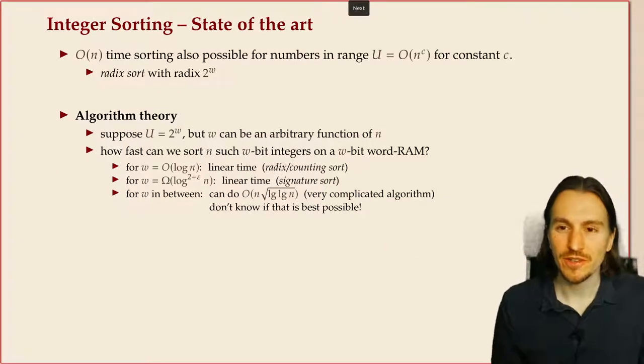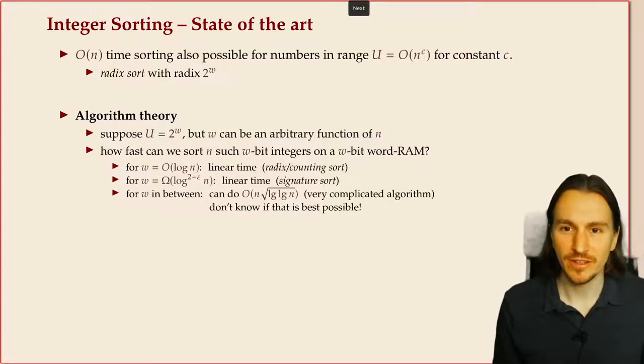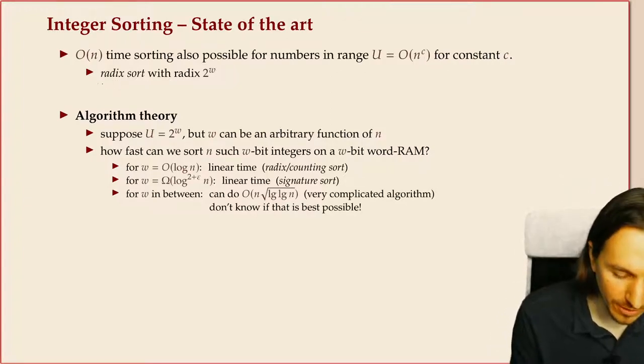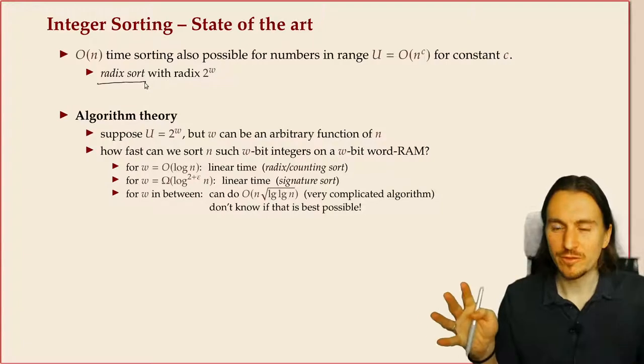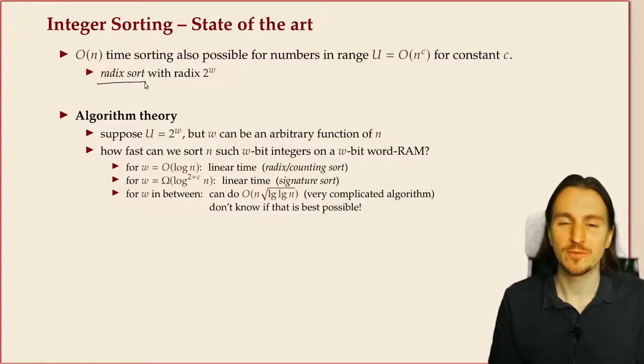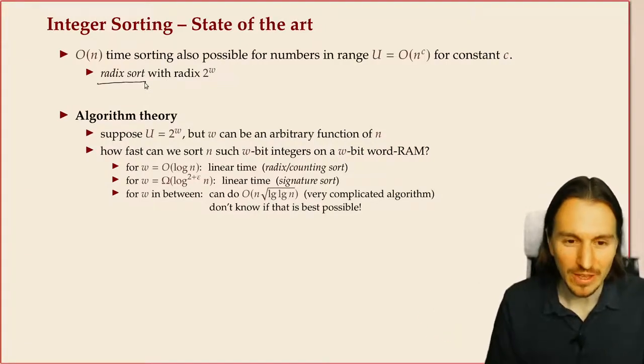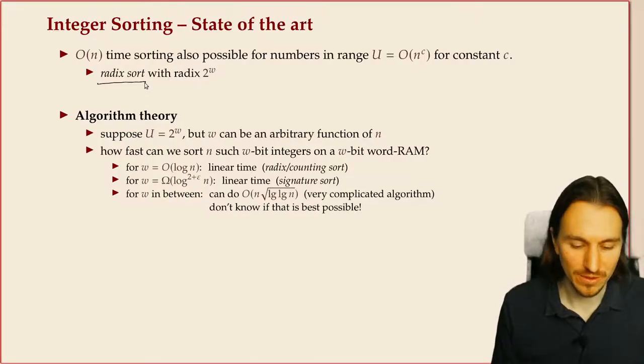Counting sort is not the end of the story for sorting integers. You can push the idea a little further, and that's called radix sort. That is essentially doing counting sort, but not on the full universe, but only part of it, and then recursing. But I don't want to spend more time on this, and we don't need this for this class.